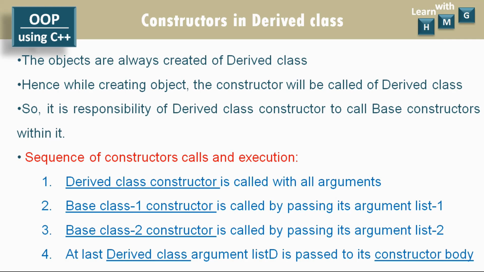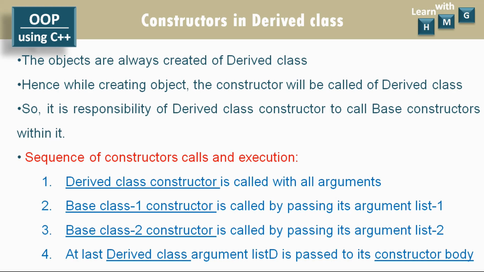And at last the derived class constructor will be executed, because the last argument list, that is the argument list D, is of derived class and it is passed to the constructor body of the derived class constructor, and like this now the actual execution of derived class constructor will be performed at last, means after all base classes. So first of all, whatever the n number of base classes are there, their constructors will be executed in a sequence 1, 2, 3, 4, up to n, and then last the body of the derived class constructor will be executed. So this is the syntax.